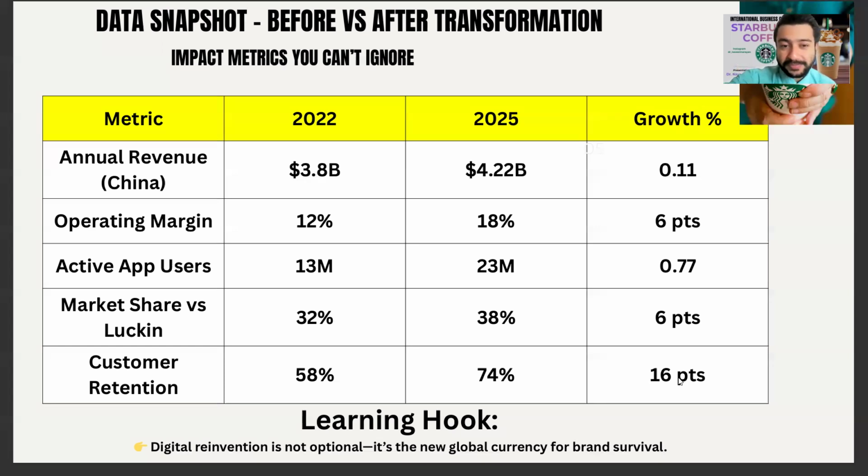So now, this is a question I want you to answer in the comment box. What metric do you think is the real heartbeat of this whole turnaround and transformation? Is it revenue or is it retention? Can anybody tell me? Is it revenue or retention? Think like a business leader and answer me.